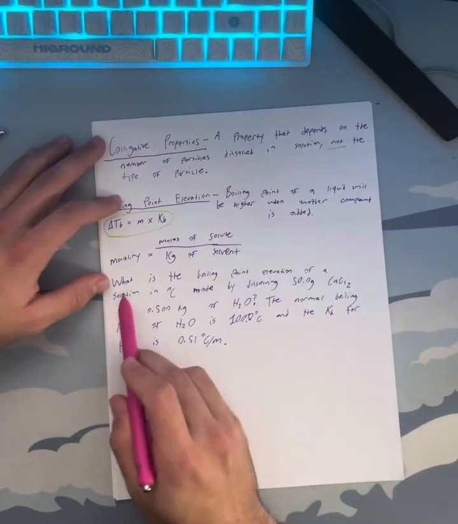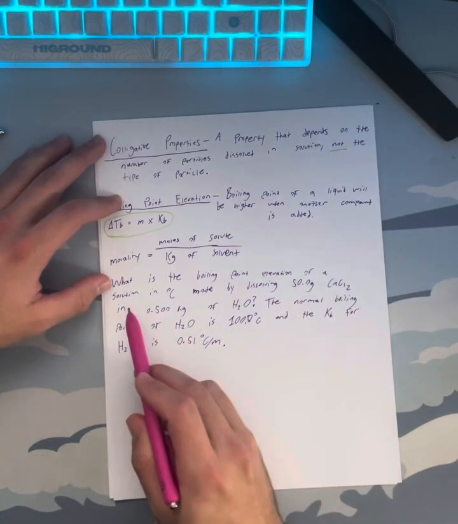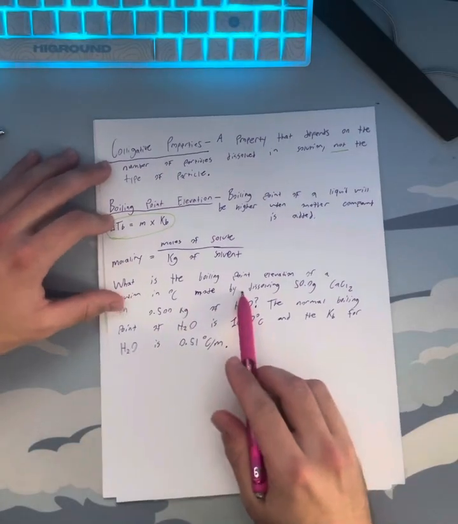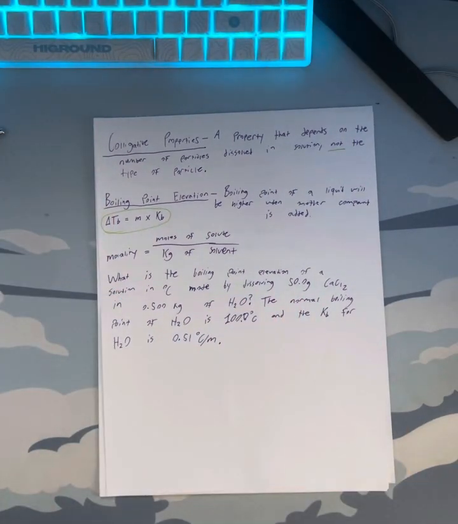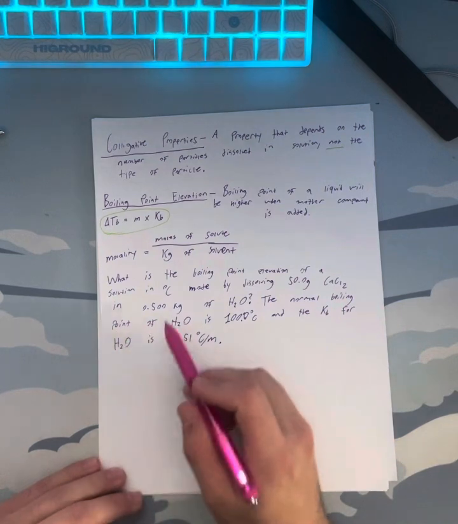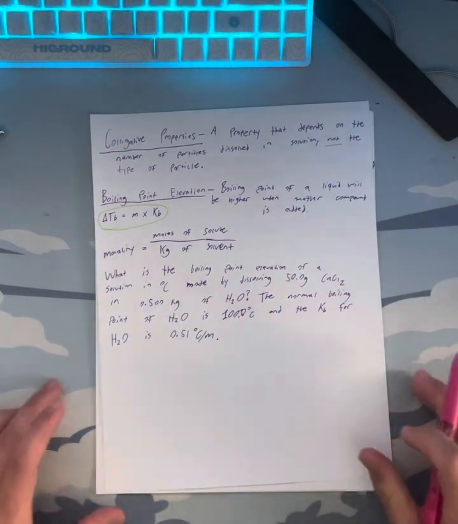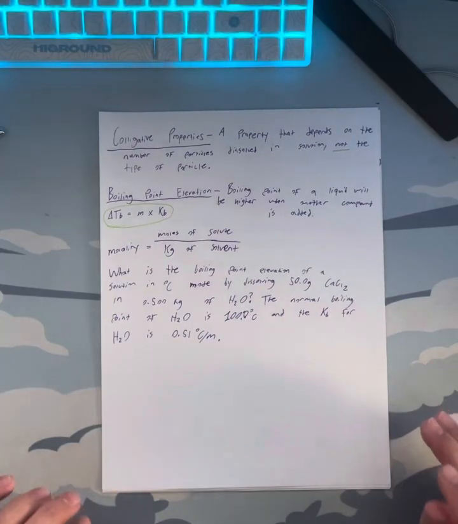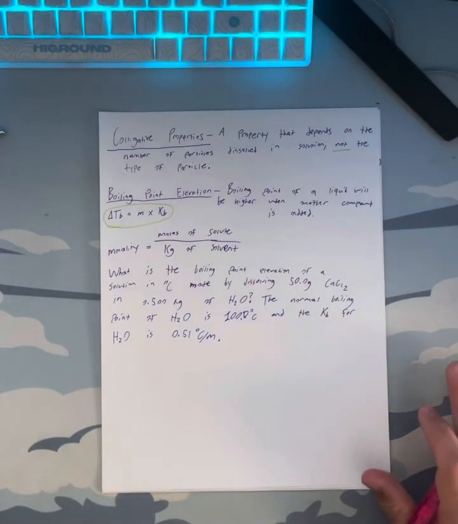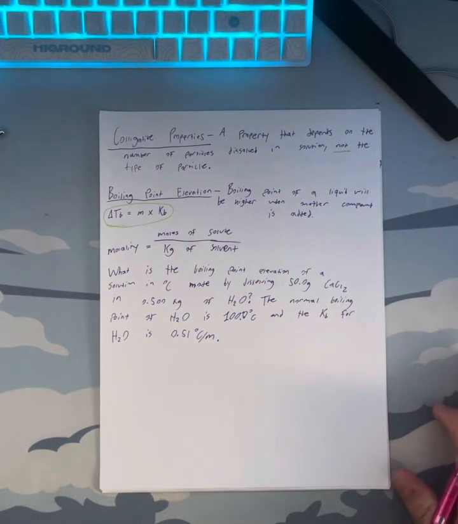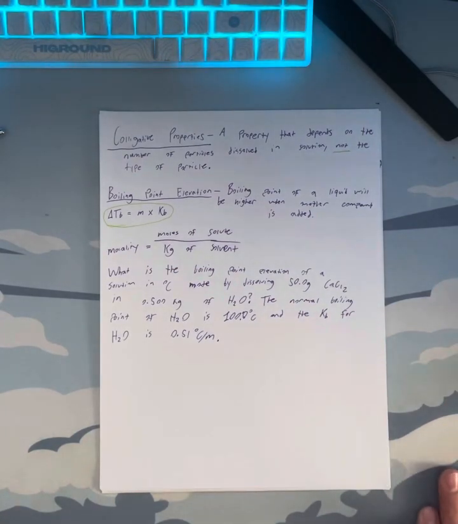So, what is the boiling point elevation of a solution in degrees Celsius made by dissolving 50 grams of CaCl2 in 0.5 kilograms of water? The normal boiling point of water is 100 degrees Celsius, and the Kb for H2O is 0.51 degrees Celsius per molality.